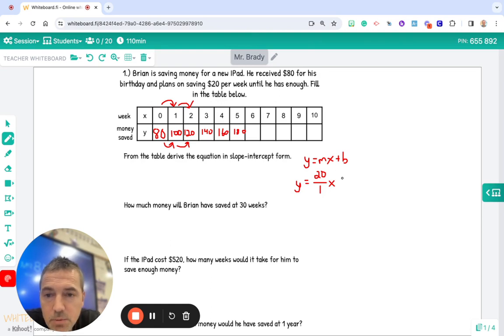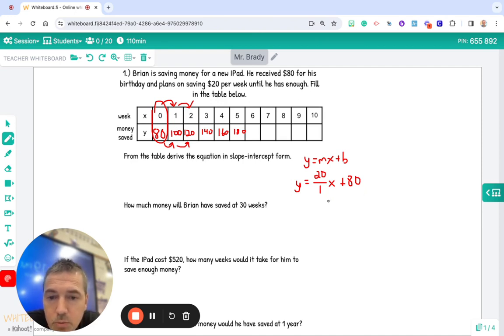And the y-intercept is when x is equal to 0, what the y value is. Well, when x is equal to 0, the y value was 80. So you're always looking for when x is 0, whatever that y value is, right? So it's positive 80. So another way to write that would be y equals 20x plus 80, right? I could write it that way, or 20 over 1x plus 80.